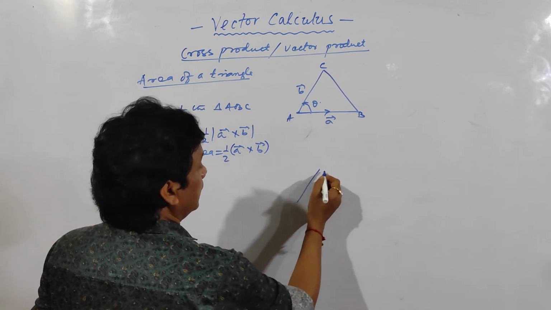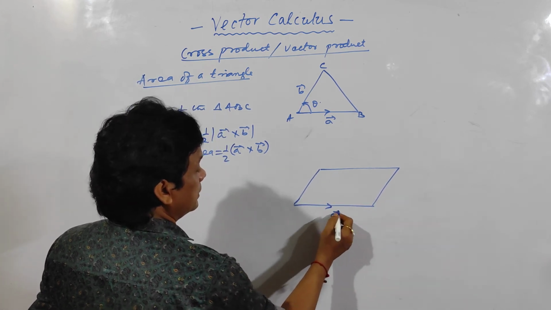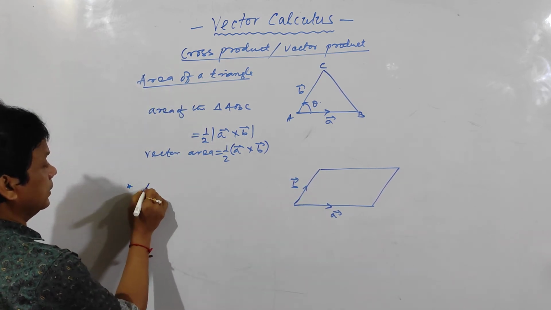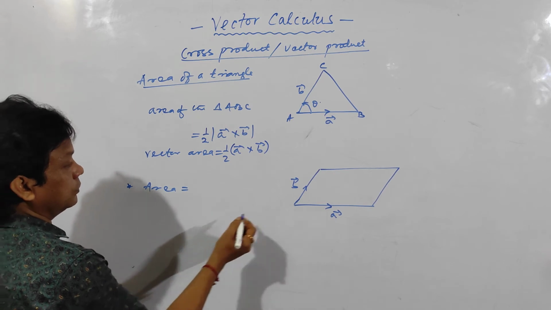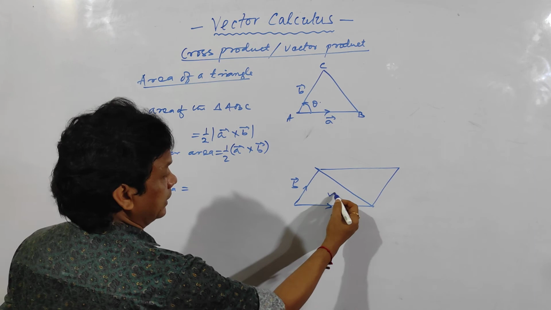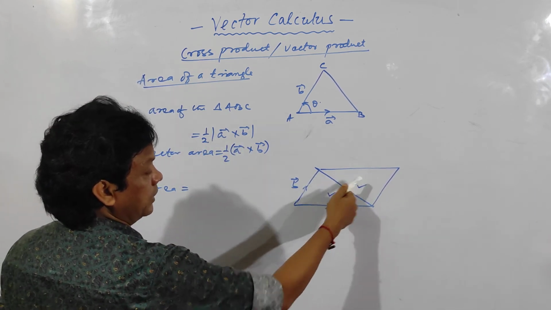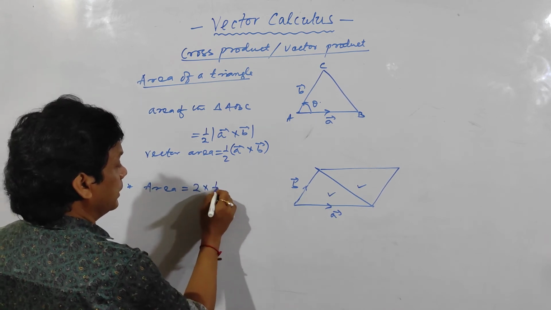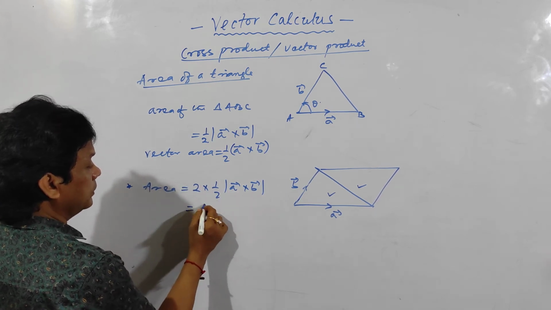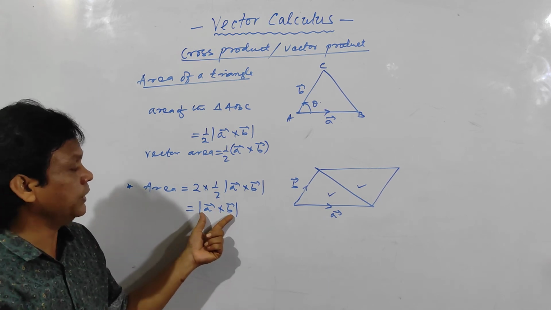And if we take a parallelogram whose adjacent sides are A and B, then its area is equal to, see here, if I draw a diagonal here, this area is equal to this area. This is a triangle, and the area of this triangle is half of A cross B mod, this is also half of A cross B mod, so twice of half of A cross B mod. So the 2 cancels out, simply A cross B mod. And the vector area will be equal to simply A cross B.